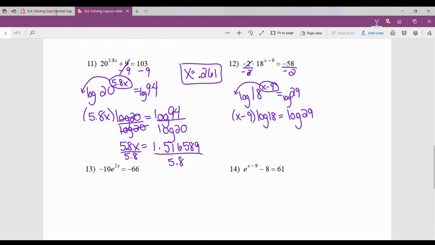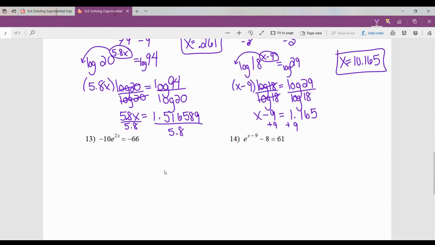And now I want to get rid of the log of 18, so I'm going to divide by log of 18 because that's what's with the variable, the x. And we're going to cancel out those log of 18s. So we get x minus 9 equals, and now we do this in our calculator, log of 29 divided by log of 18. And we get 1.16500. Then we add 9 to that. So we get x equals 10.165. Final answer.